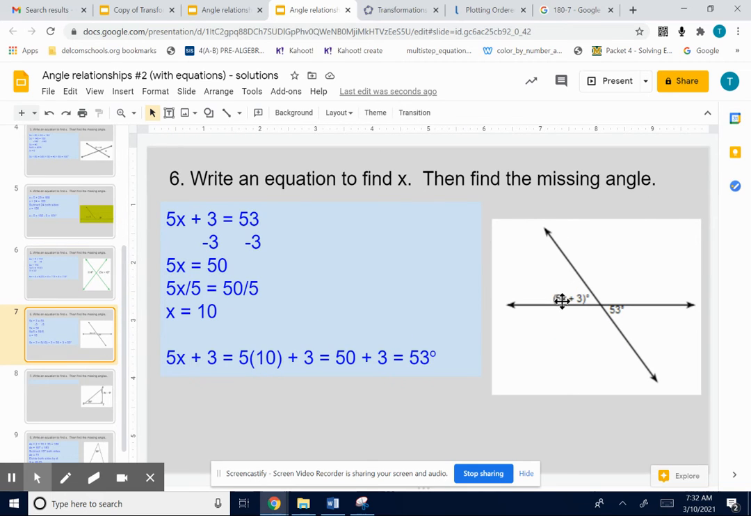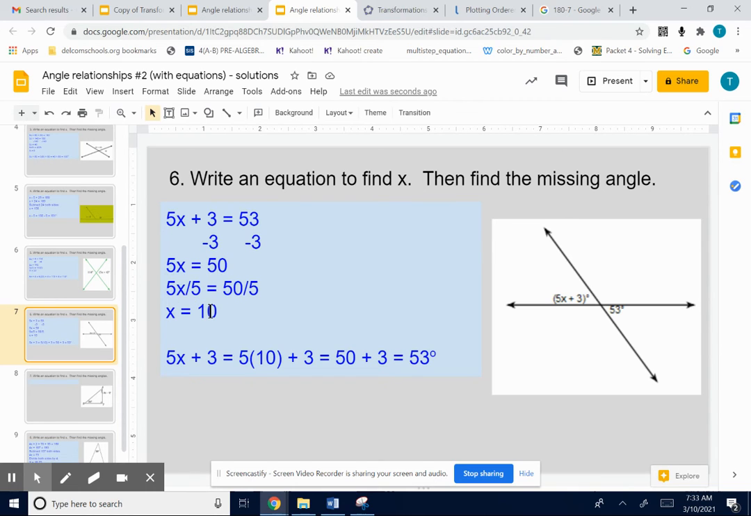You have 5x plus 3 and 53, vertical angles. So that means they're equal to each other, so we can set them equal to each other. 5x plus 3 is equal to 53. It's a two-step equation. Subtract 3 from each side. 5x is 50. Divide by 5.